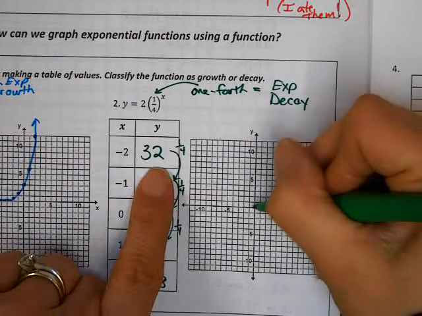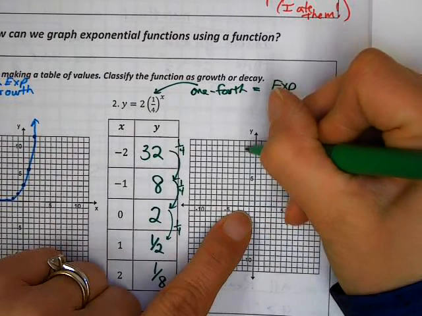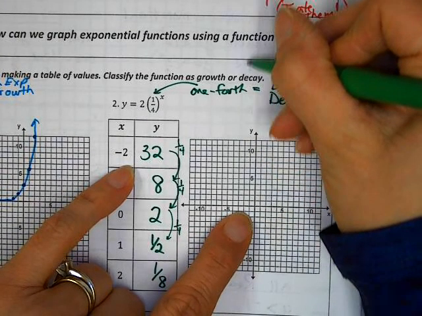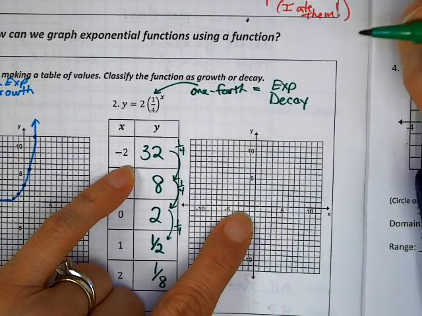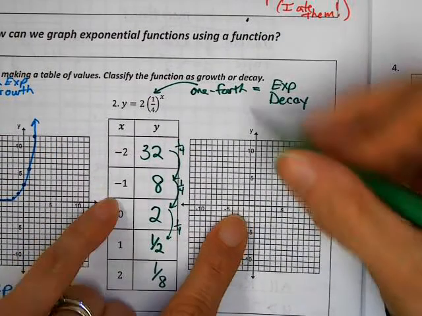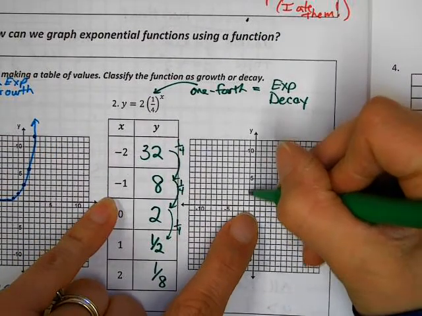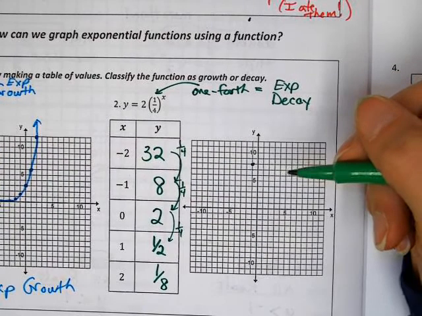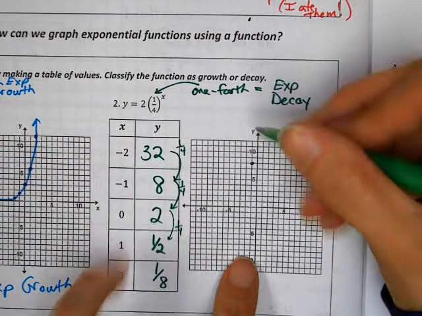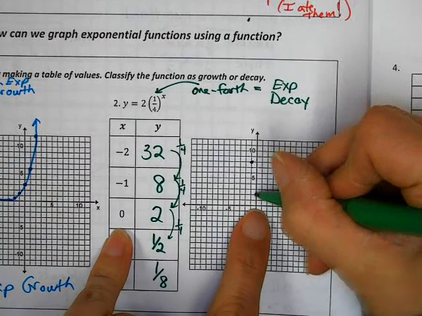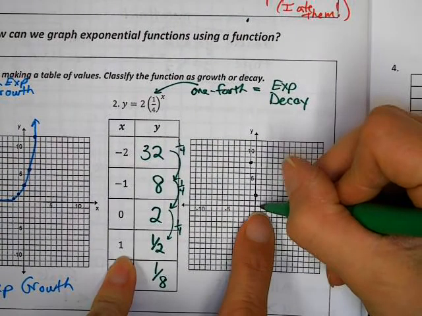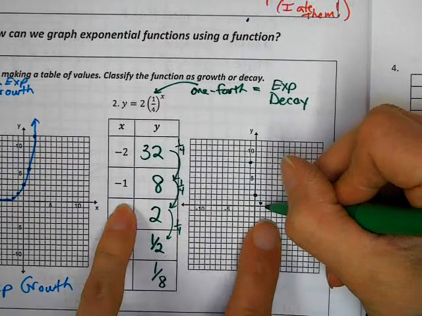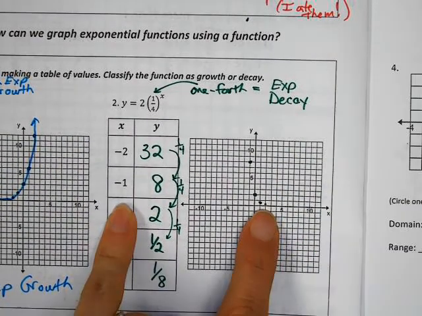So -2 gets 32. Well, that's way, way up off the graph paper. All right, let's do the next one. -1 gets 8. 0 gets 2. 1 gets a half. 2 gets 1/8. Oh, it's getting super tiny.